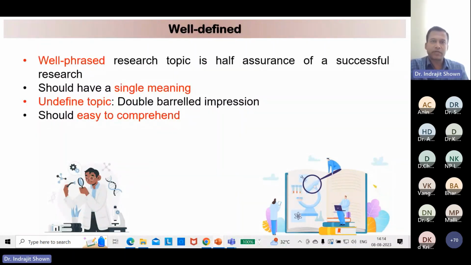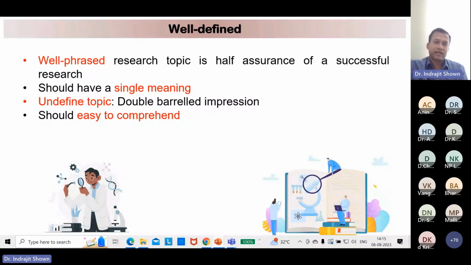And then the next most important part is being well defined, because it should be well phrased, and that will initially give you the assurance of a successful research. The research topic should have a single meaning, because if it has multiple meanings, that means less clarity. We should avoid multiple meanings of that research topic. Then undefined, because sometimes we are not able to define that particular research topic. Then the problem is that you cannot start writing on it. That's why it should be well defined.